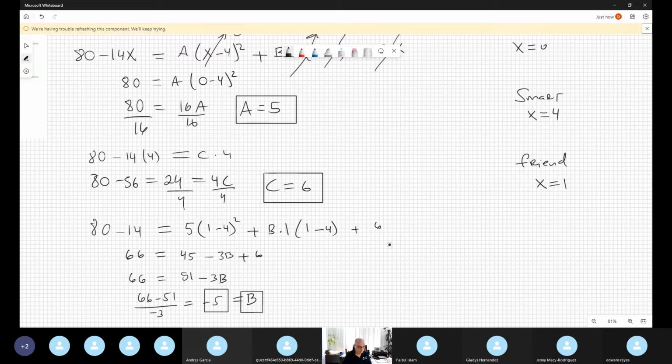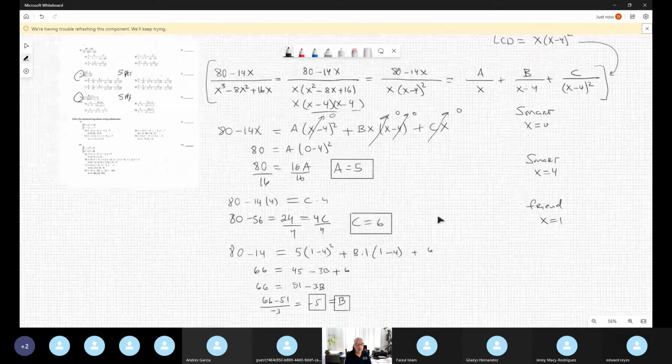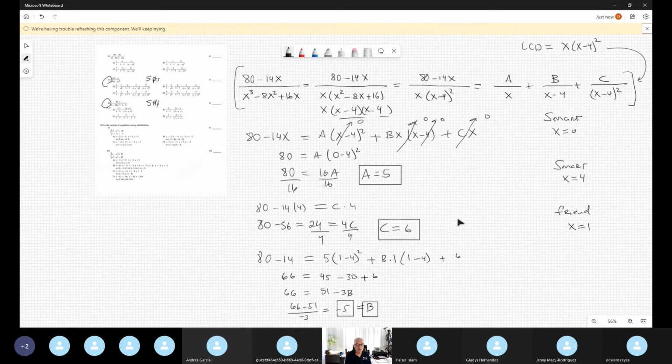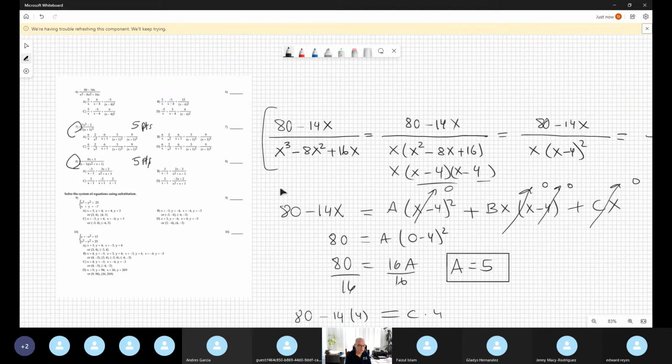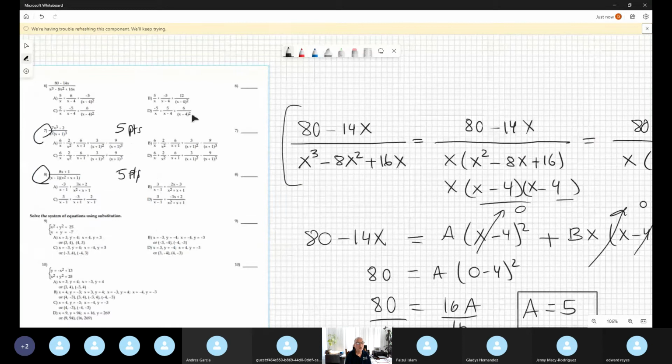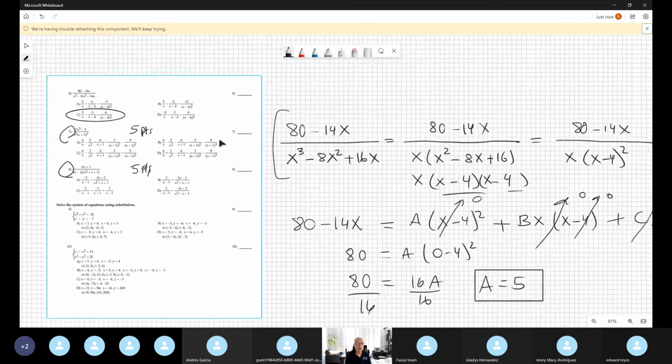So the answer, let me see, in our paper, is 5, negative 5, and 6. Let me see the option. Oh yeah, it's this: A is 5, B is negative 5, and C is positive 6. It's option C.